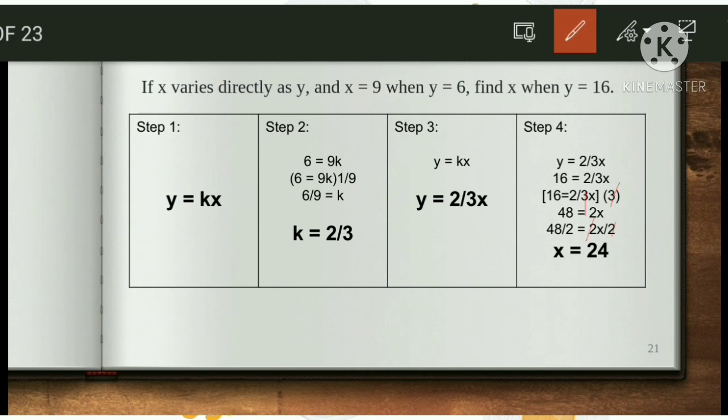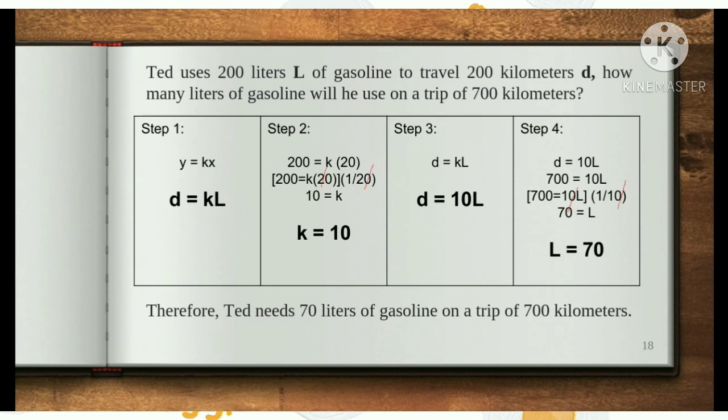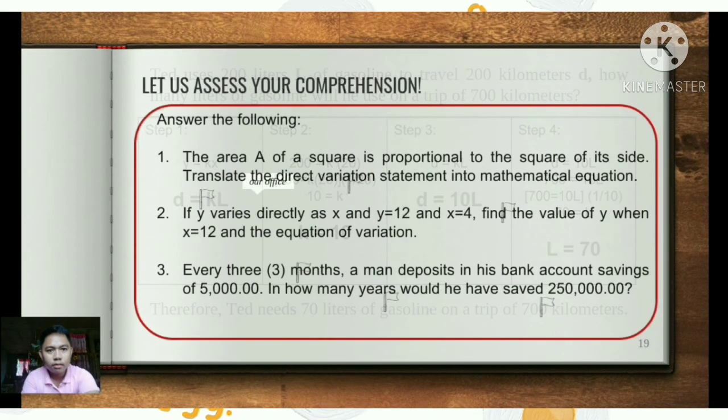Alright? So this is how to solve problems that involve direct variation. So this time, let us assess your comprehension. It would be better if you answer this right after you have watched the discussion so that the learnings are still fresh. Okay, number 1. The area of a square is proportional to the square of its side. Translate the direct variation statement into a mathematical equation.